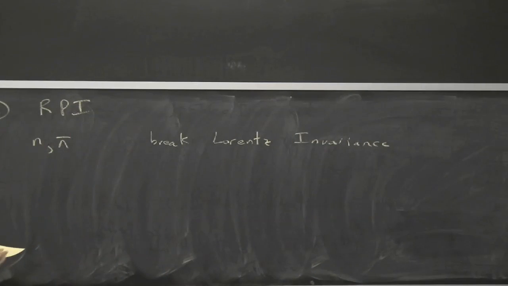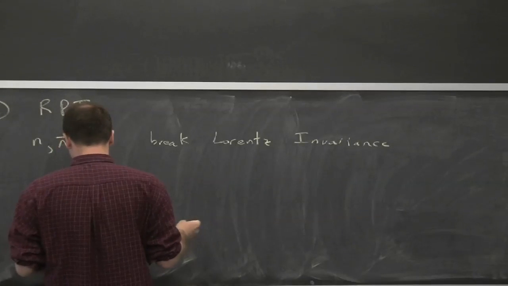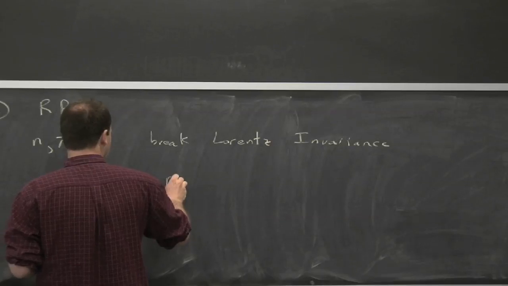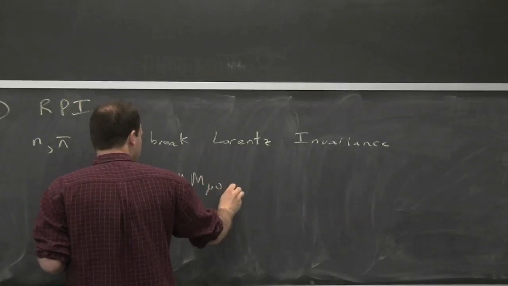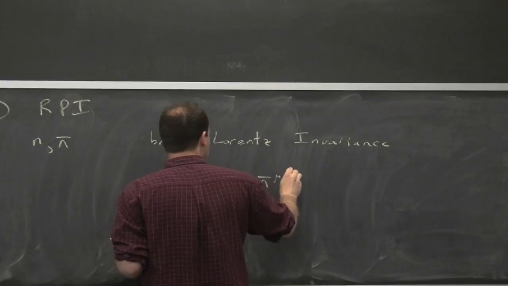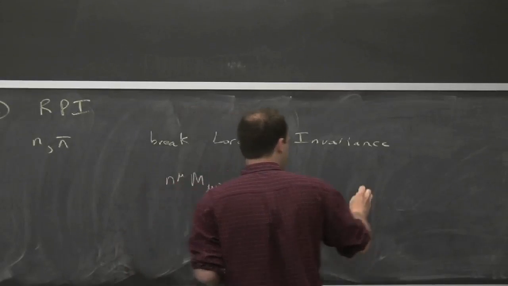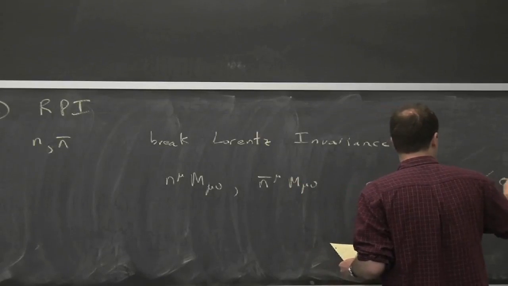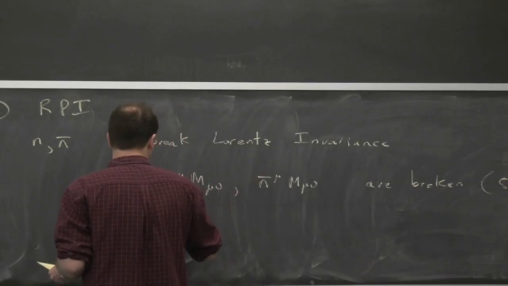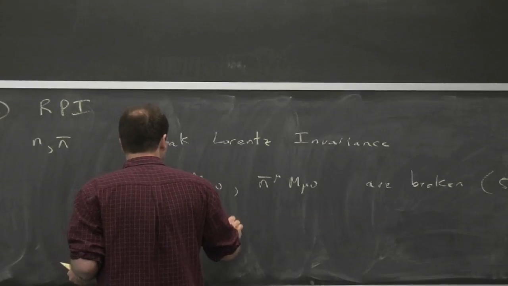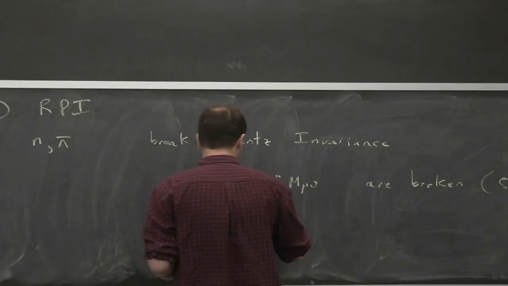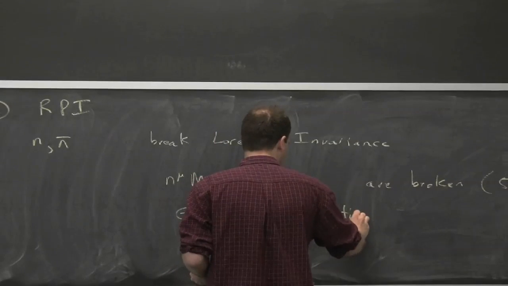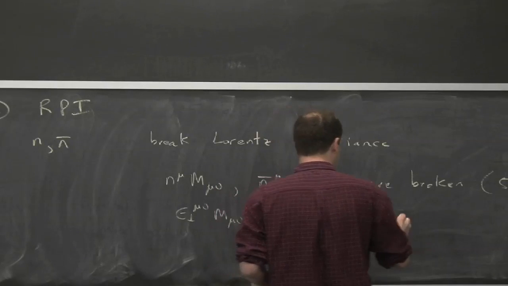So if you say that M mu nu is the set of Lorentz transformations, the usual 6 generators that are antisymmetric, then the ones that are broken are these ones. And there's 5 of them. And the one that's not broken is this one, which corresponds to rotations about the 3-axis, or the axis specified by n.